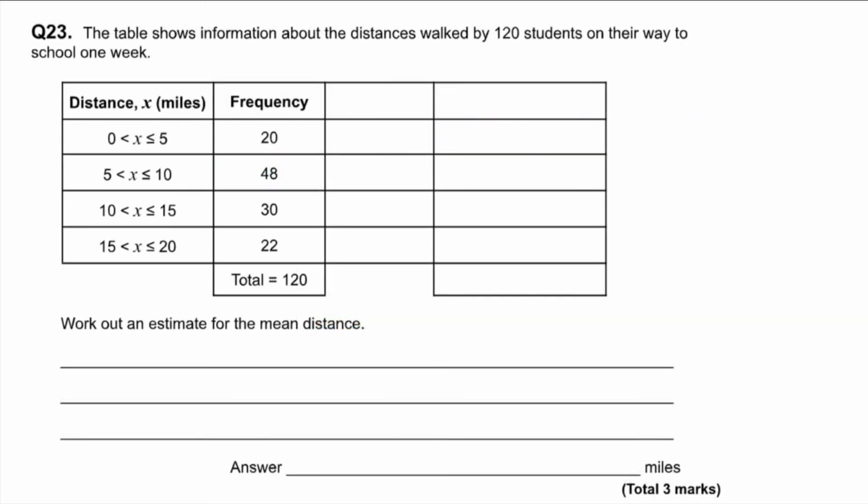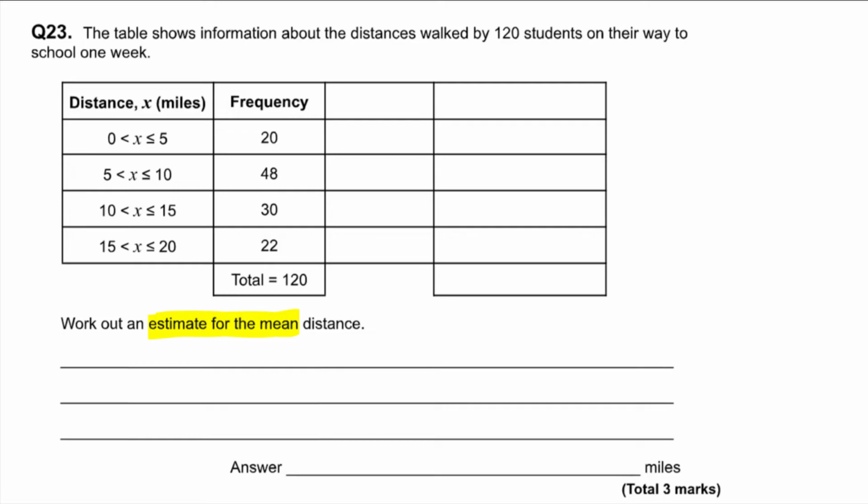Question 23, the table shows information about the distances walked by 120 students on their way to school one week. The distance to school is in the first column: 0 to 5, 5 to 10, 10 to 15, 15 to 20. And we have the frequencies of each of those distances, the number of students who walk those distances. Now we want to estimate the mean. That means I need to make an estimate, and the estimate is the fact that you don't actually know exactly how far these students walked.